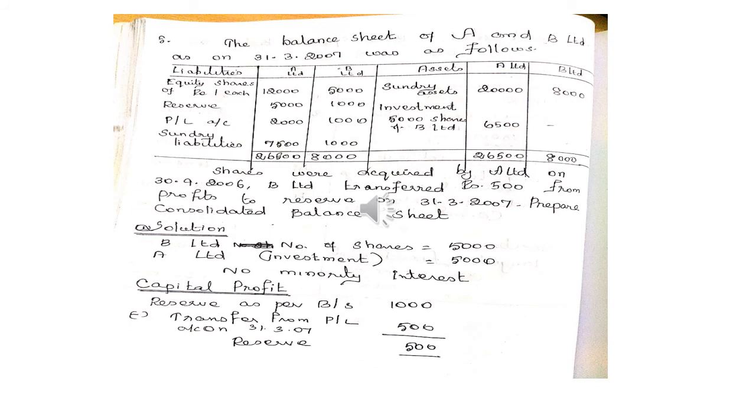Now we have to see the solution. B Limited's number of shares is 5,000. A Limited's investment is also 5,000. So no minority interest. Now we have to see the capital profit reserve. As per the balance sheet of the subsidiary company it is 1,000. Transferred to profit and loss account, so the reserve amount is 500. Okay.